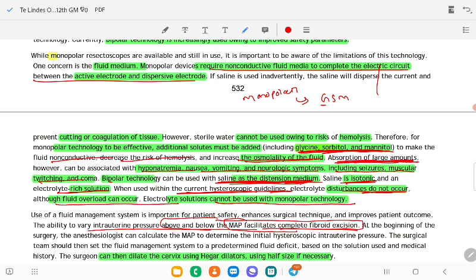At the beginning of the surgery, the anesthetist can calculate the MAP to determine the initial hysteroscopic intermittent pressure. The surgical team should set the fluid management system with a predetermined fluid deficit based on the solution used and the medical history. The surgeon can dilate the cervix using Hegar's dilators, using half sizes if necessary.